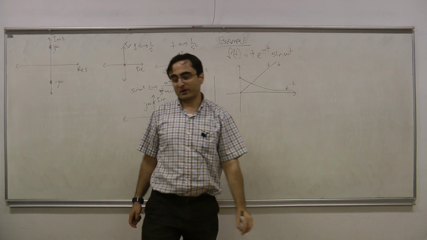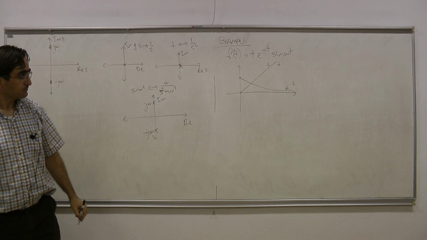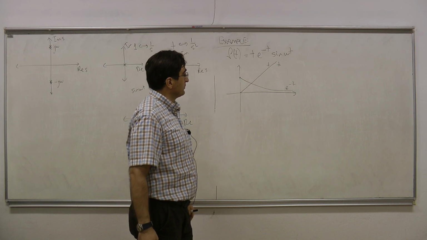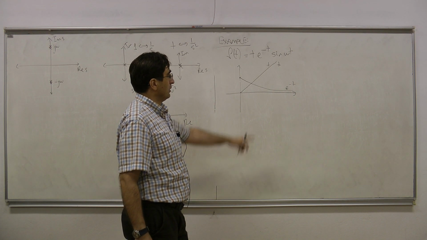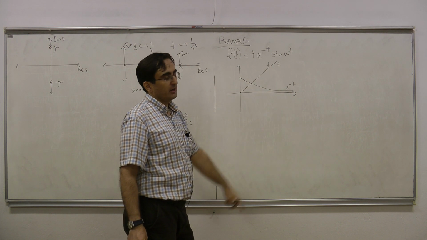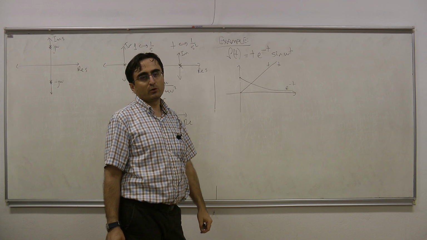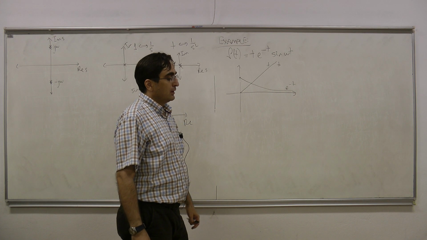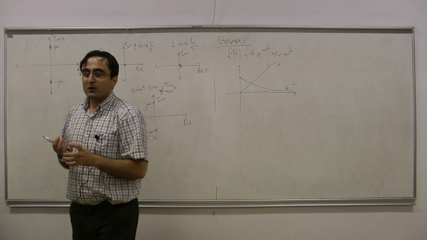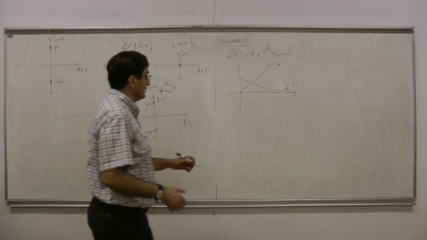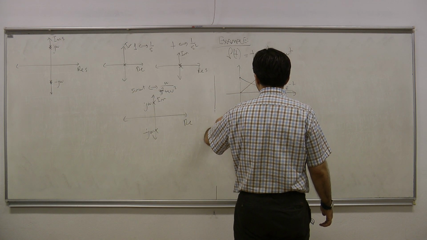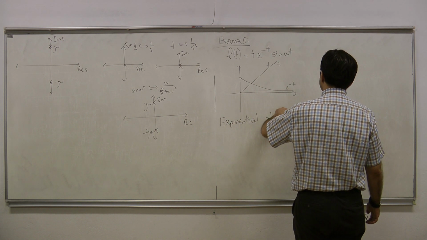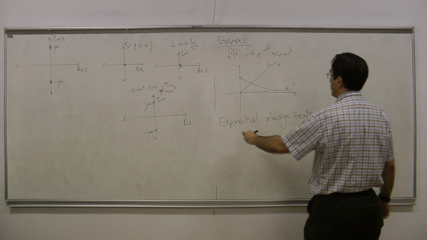And you know what sine omega t is looking like. So here, what is going to be the multiplication of these two? When I multiply t with a decaying exponential, what is it going to do? Is it going to go to infinity? So here, in this course, you need to always keep in mind the following. Exponential always beats a polynomial.